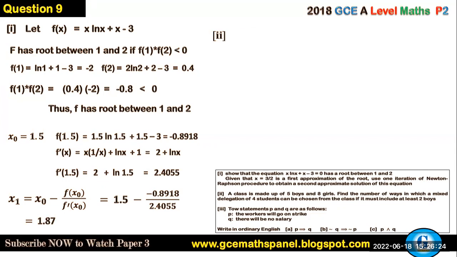So let's look at the second part of the question. A class is made up of 5 boys and 8 girls. Find the number of ways in which a mixed delegation of 4 students can be chosen from the class if it must include at least 2 boys. Okay, so this class has 5 boys and there are also 8 girls. They want to form a delegation of 4 people, a mixed delegation of 4 people.